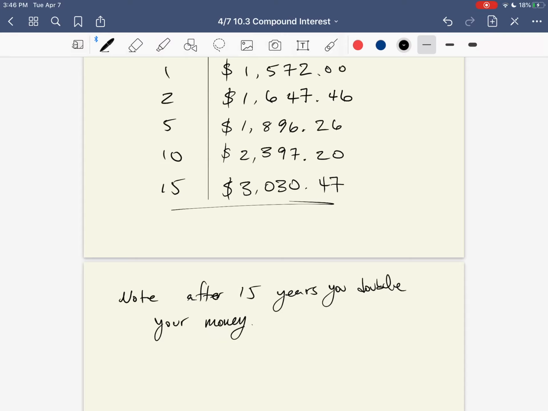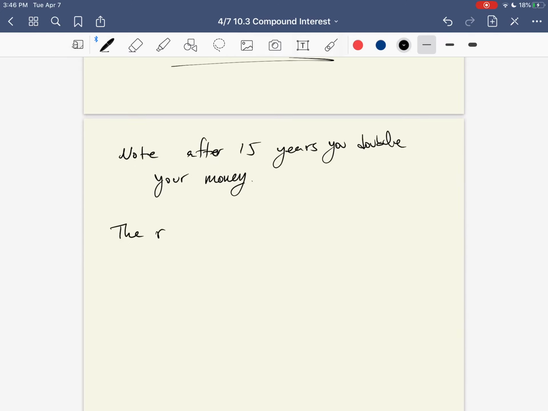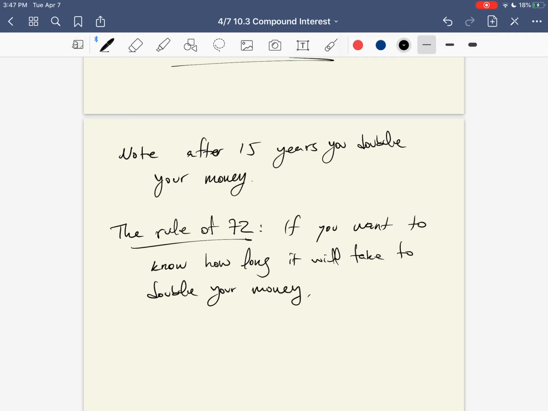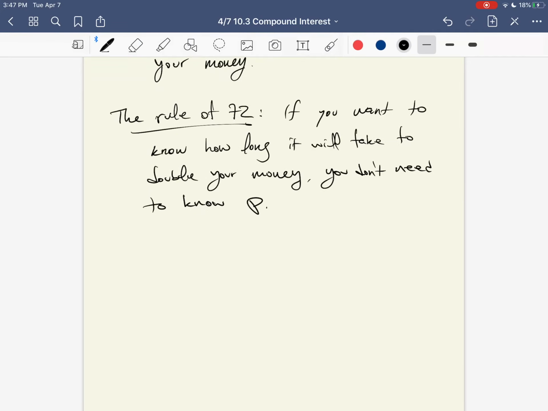We have this funny thing called the rule of 72, which basically says that if you want to know how long it will take to double your money, you don't need to know P. You divide 72 by the APR, not expressed as a decimal, but as a percentage, and that is the number of years to double your money.